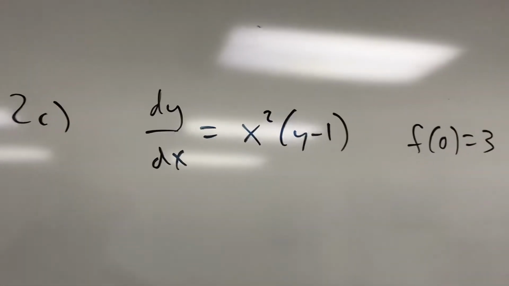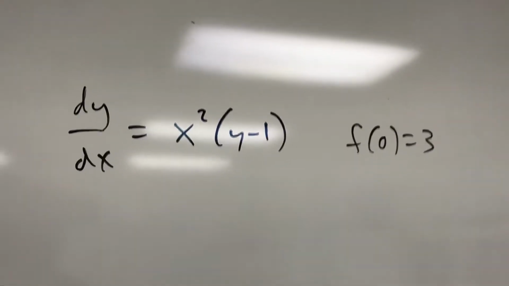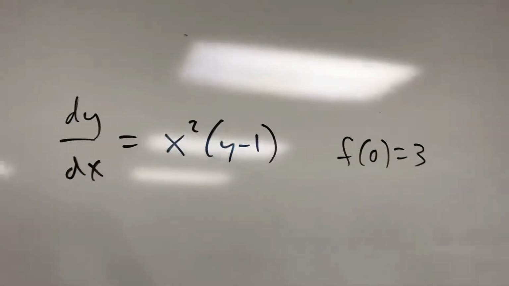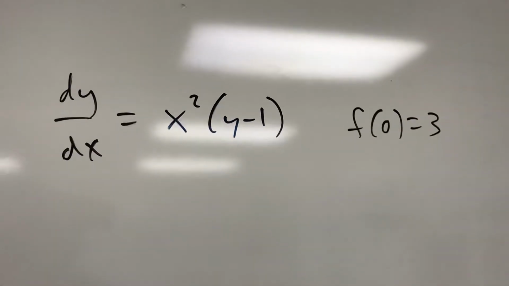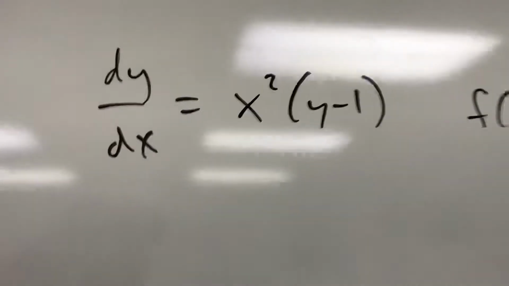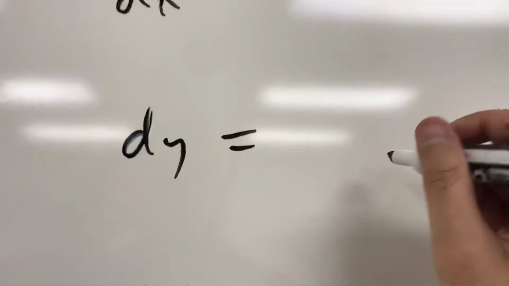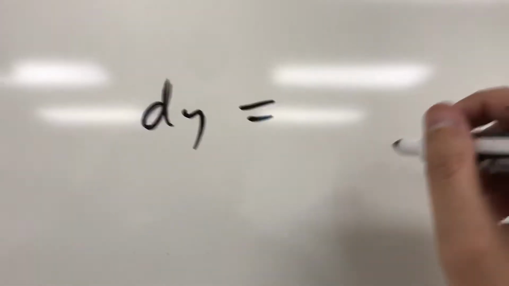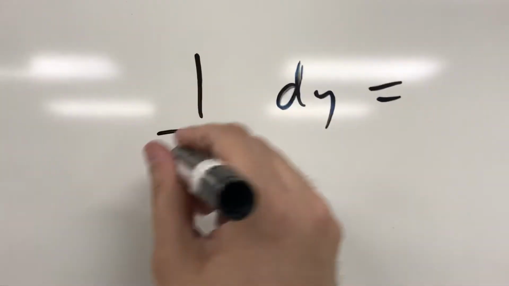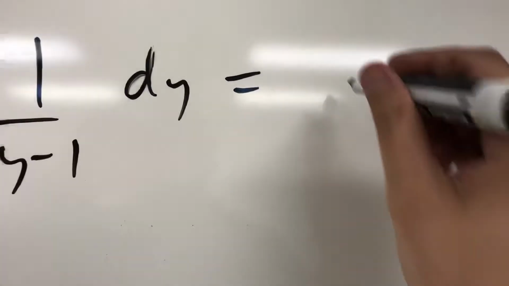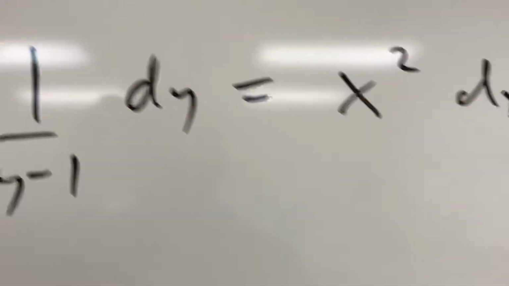All right, this is 2c. They give us that differential equation. They tell us that the initial value of f at 0 is 3. So we've got to separate variables here. We're going to multiply both sides by dx, and I'm going to divide both sides by y minus 1. So I'll get 1 over y minus 1 is equal to x squared dx.